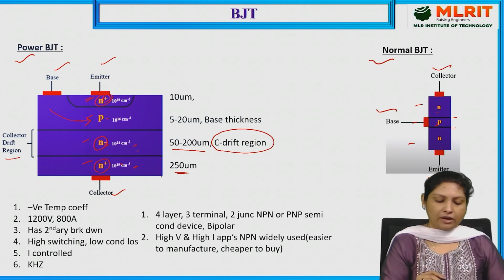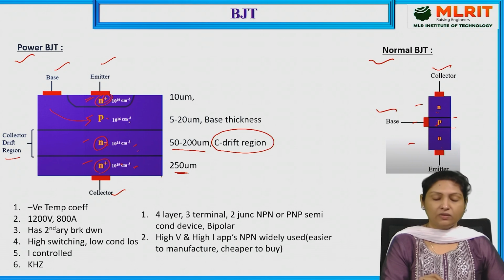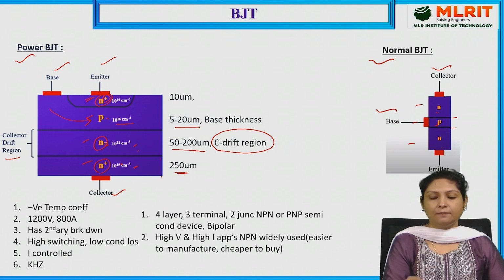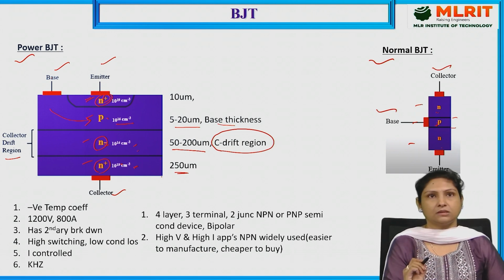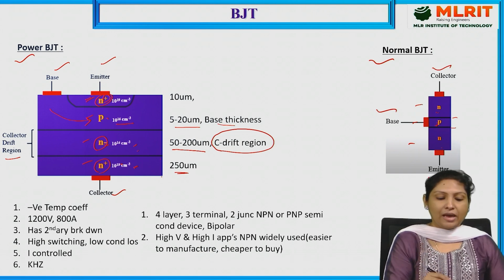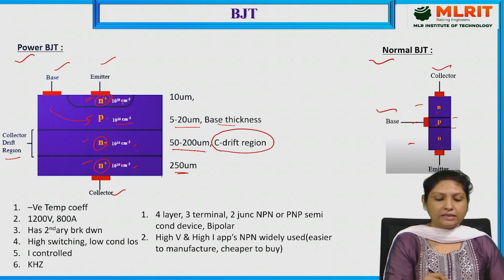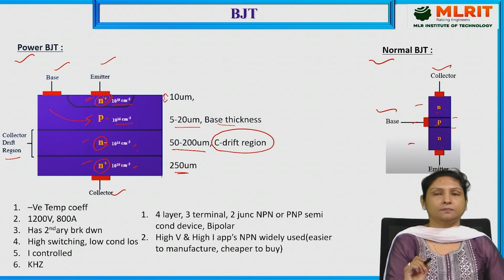So here, the doping level of this P layer is given as 10 to the power of 16 per centimeter cube, and its thickness is given as 5 to 20 micrometer. This is the base thickness. And then we have the emitter, which is the N+ layer. The doping level of this N+ layer is high, and it is 10 to the power of 19 per centimeter cube, and its thickness is 10 micrometer.